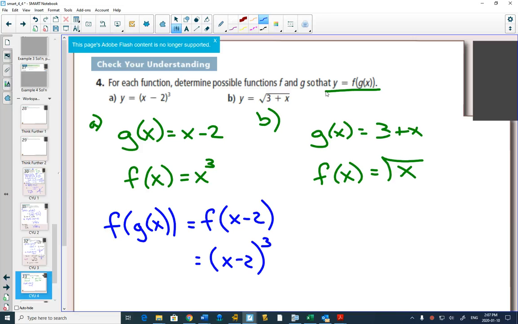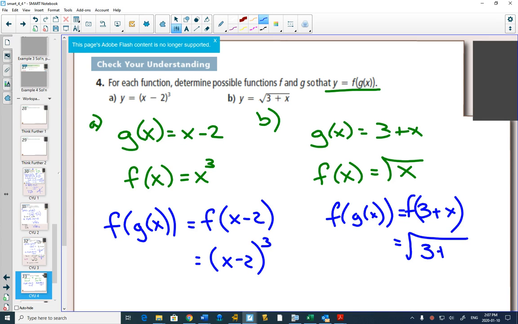For B, f of g of x. G of x is 3 plus x. So I would have f of 3 plus x. And what does f do? It square roots whatever you put in. So I had the square root of 3 plus x. Does that match up? Yes.